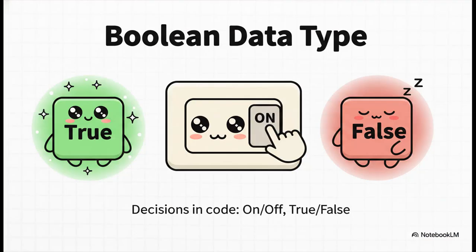And then we have one of the simplest, but maybe one of the most powerful types of all, the Boolean. This box is super simple. It can only hold one of two things, true or false. That's it. It's basically a light switch. Is the user logged in? True. Is the mission complete? False. This simple on or off idea is the foundation for all decision-making in code.